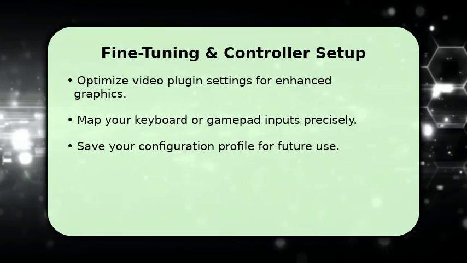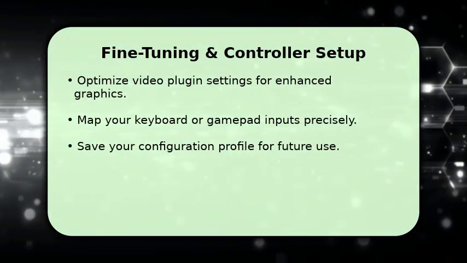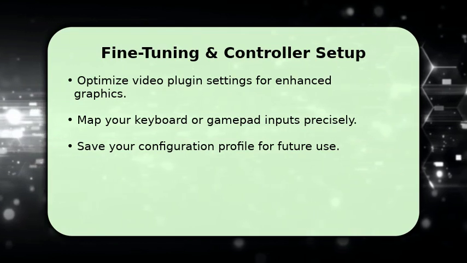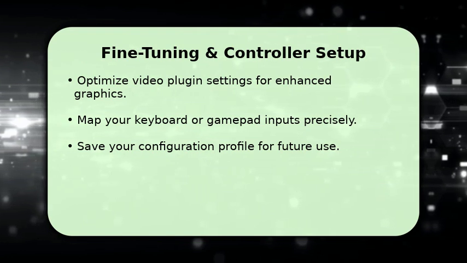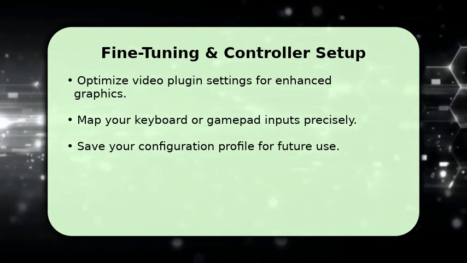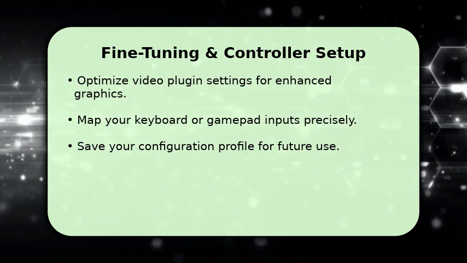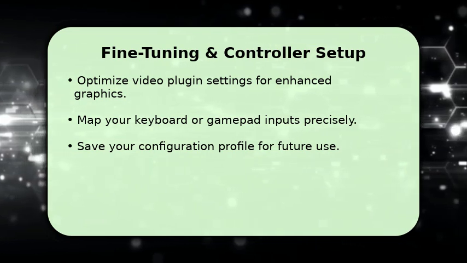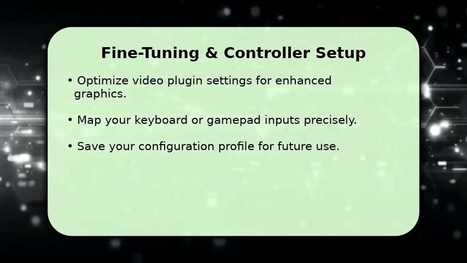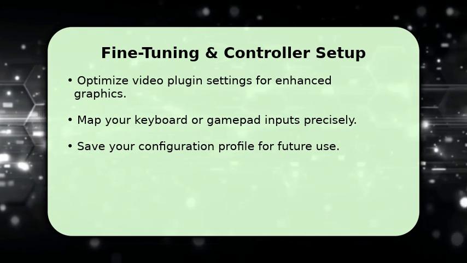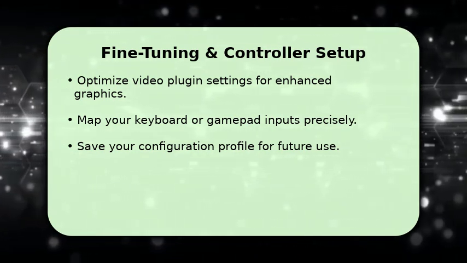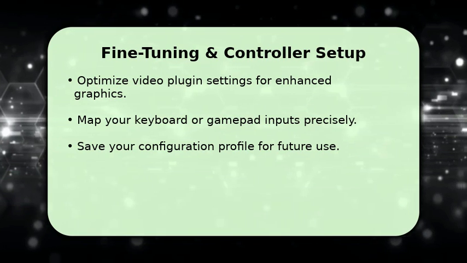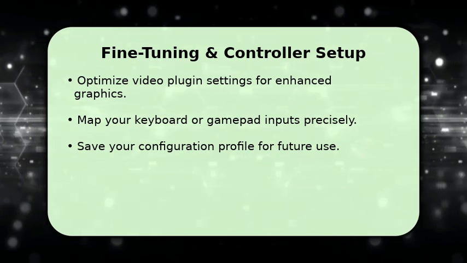To further enhance your experience, fine-tune your video plugin settings. You can adjust resolution, enable shaders for improved visuals, and apply filtering options. For controls, go to Config, then Game Pads, and Port 1, Pad 1. Click on each PlayStation button and press the corresponding key or gamepad button to map it. Remember to save your entire configuration profile once you are satisfied, ensuring your settings are ready for every play session.